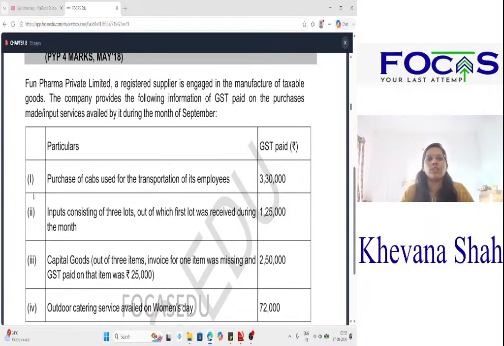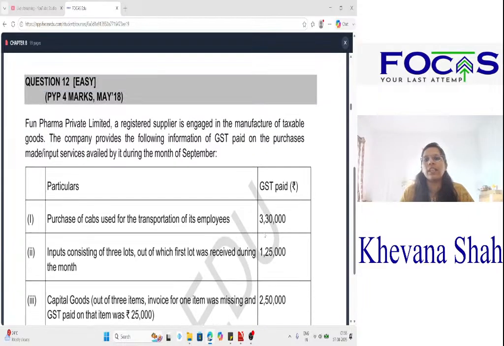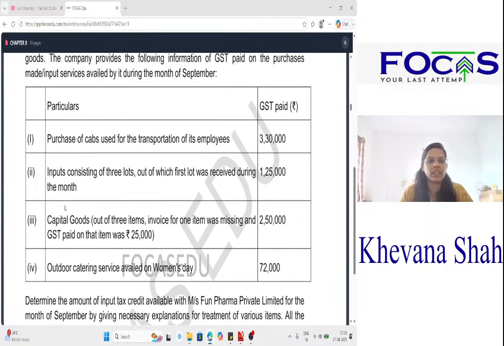Okay. So see here we have purchase of cabs used for transportation of its own employees. Now since this person is a manufacturer of taxable goods, these cabs are not used for the purpose of further business. So that is the reason the GST for this will not be allowed to be claimed as ITC.